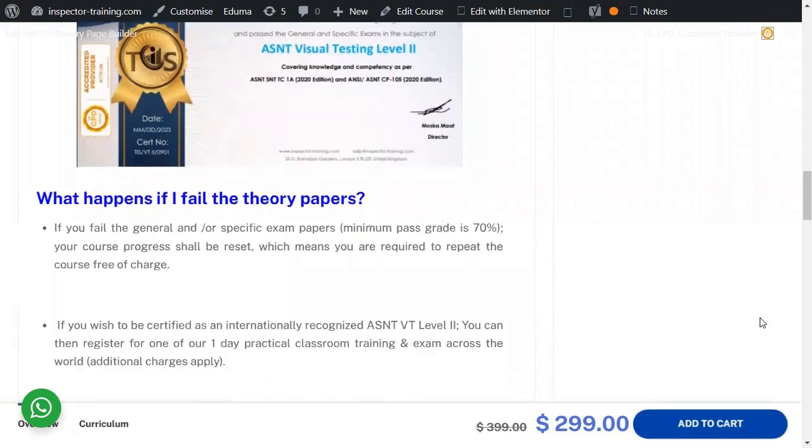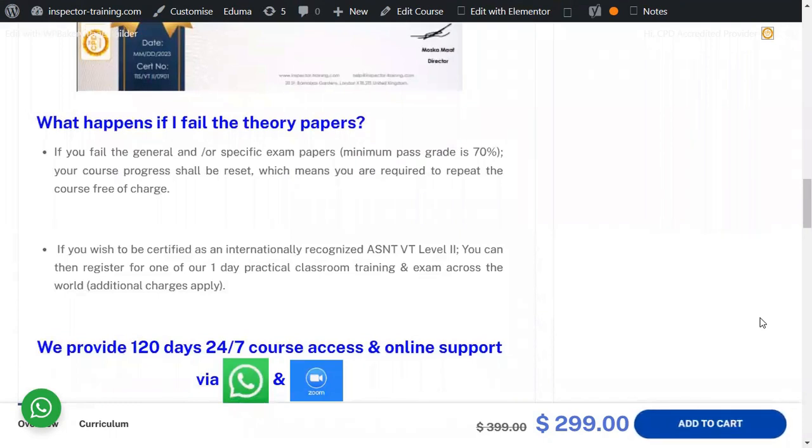Now, what happens if you fail the theory papers? If you fail the general and specific exam papers, which have a minimum pass grade of 70%, your course progress shall be reset, which means you are required to repeat the course free of charge. If you wish to be certified as an internationally recognized ASNT VT Level 2, you can then register for one of our one-day practical classroom training and exams across the world, with additional charges applying.